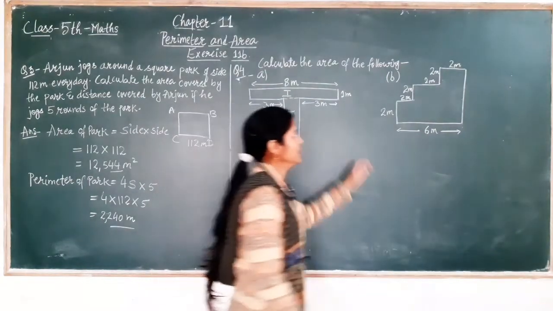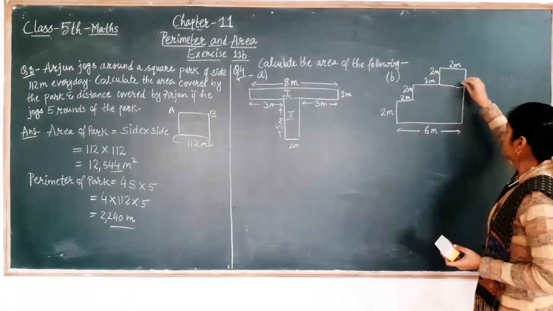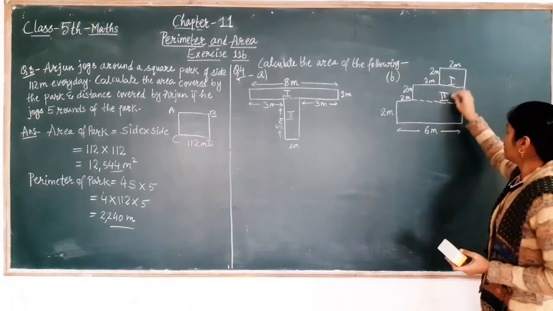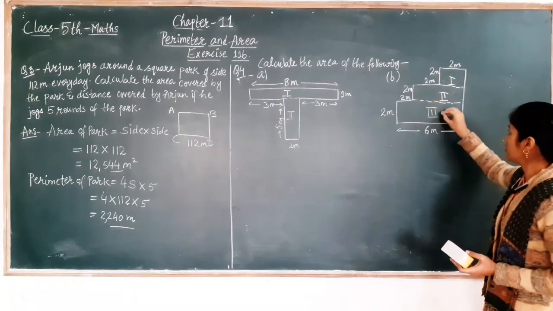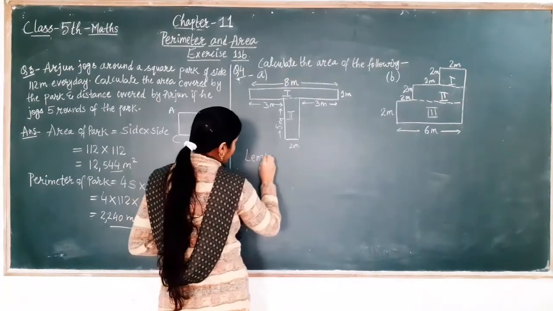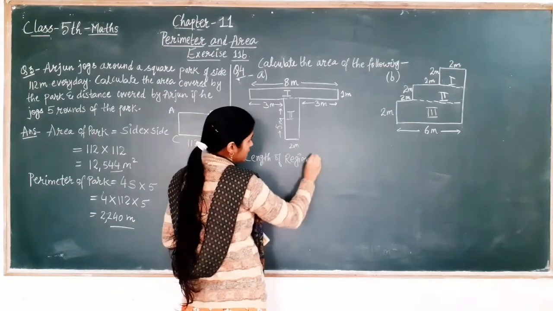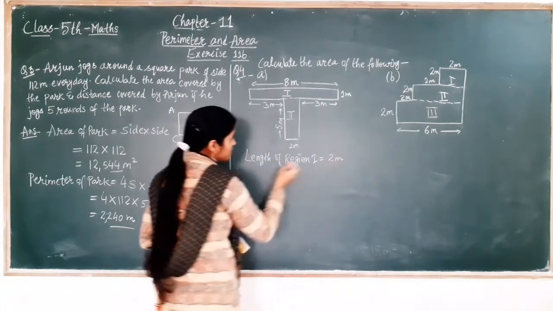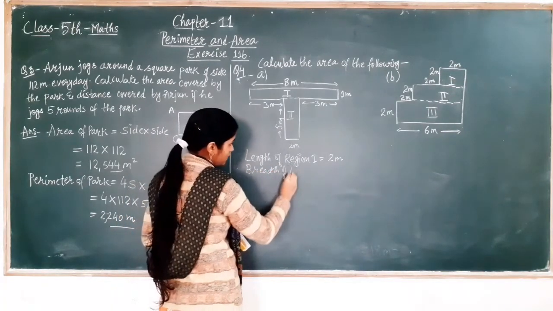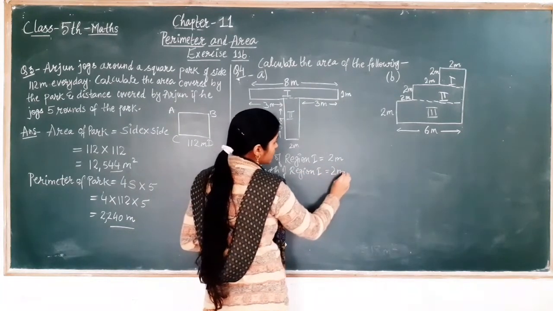Now we will see option B. So as we have done in option A, the same way we will divide the figure into regions, that is first, second and third region. So the length of region 1 is equal to 2 meters and breadth of region first is equal to 2 meters.